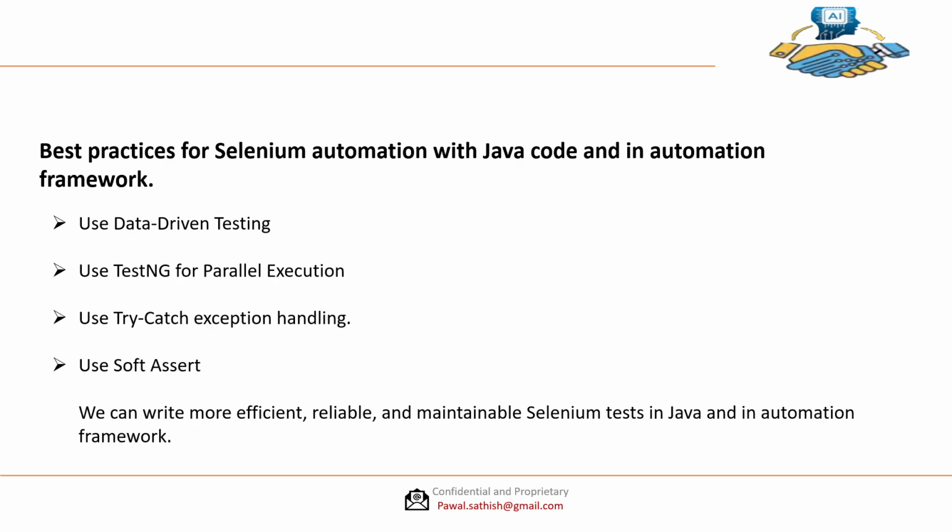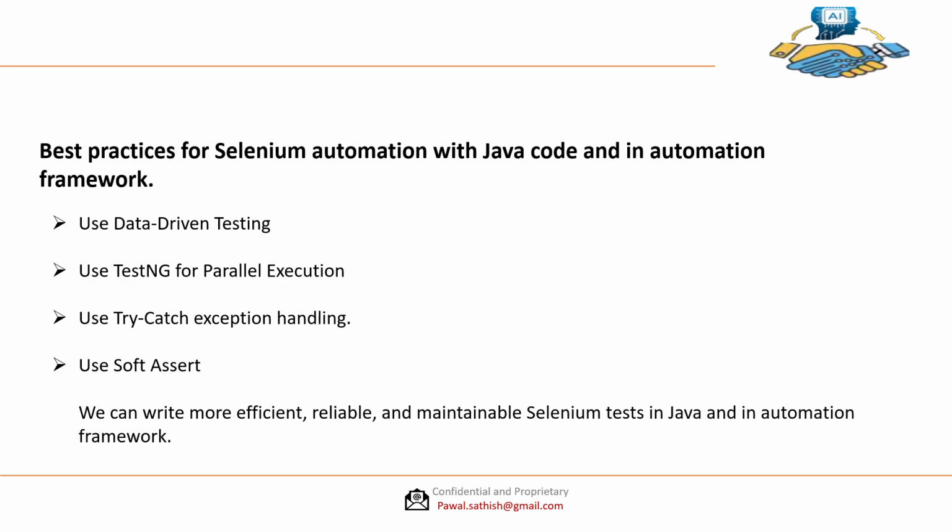The next best practice is to use data-driven testing. That means when we are executing the scripts, we need to give different types of data, either in manual verification or automation verification. We can pass the data either in a CSV file or in XML files. If you don't know how to pass the data in a CSV file or XLS file, you can refer to the earlier videos.